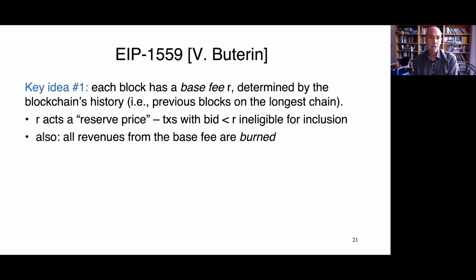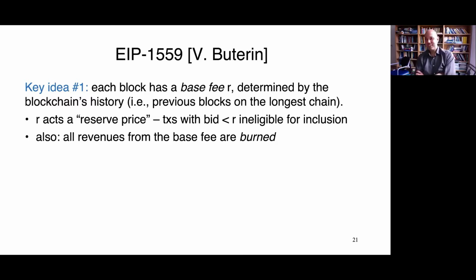Okay. All right, so three main ideas in EIP 1559. Idea number one is going to be a reserve price. In this context, it's going to be called a base fee. And as promised, it will indeed be informed by what's happened in the previous blocks, by the outcomes of previous invocations of the mechanism.